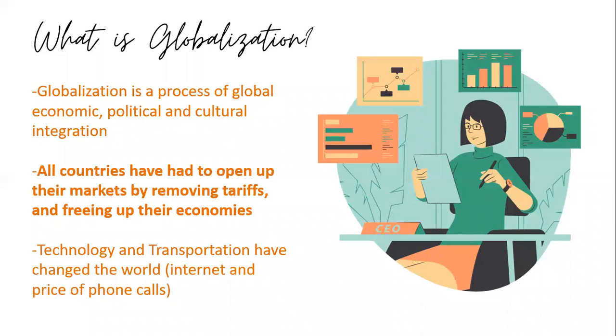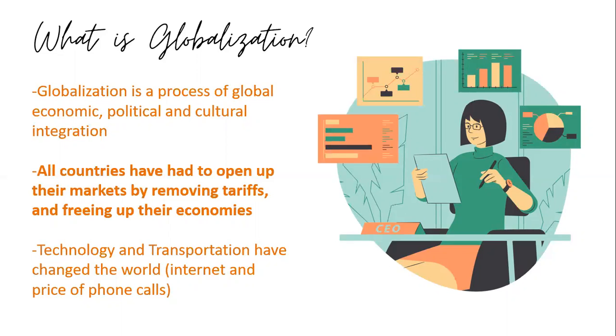And the first thing I'm going to start off with is talking to you a little bit about what globalization is. So globalization is the process of having one global economy, one method of politics around the world, and one kind of culture across the world.